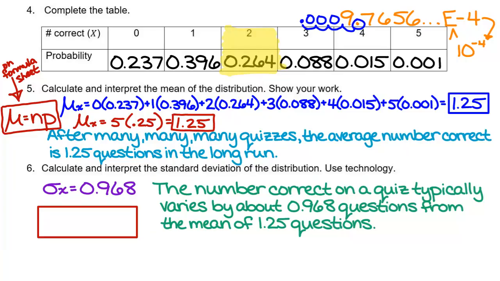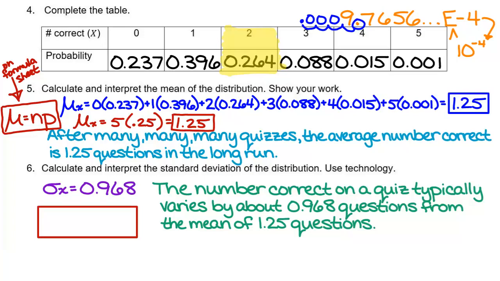That sounds perfect. The number of correct on a quiz typically varies by about 0.968 or 0.969, depending on where you rounded, questions from the mean of 1.25 questions. There's a reason that my standard deviation is just a little bit different than yours. Because again, you use the table up here, which already has those rounded probabilities.